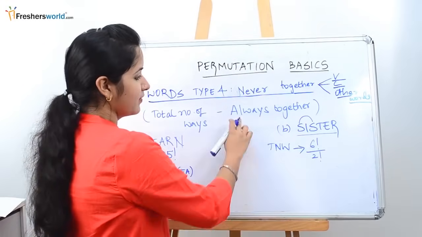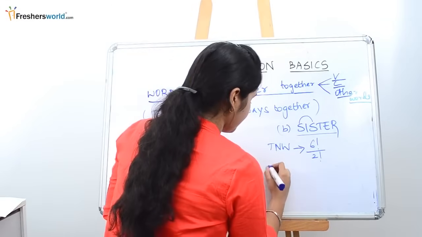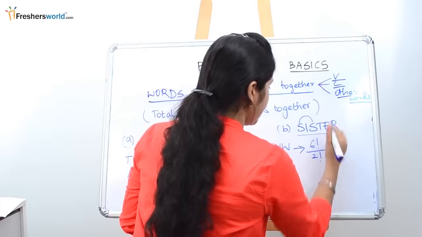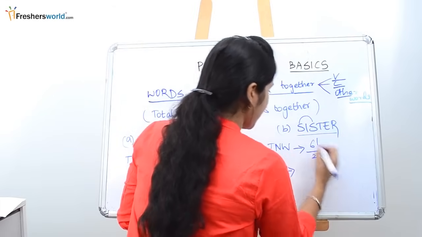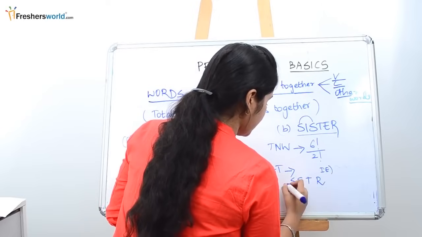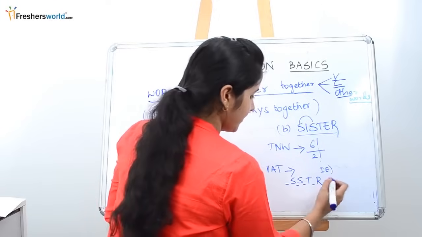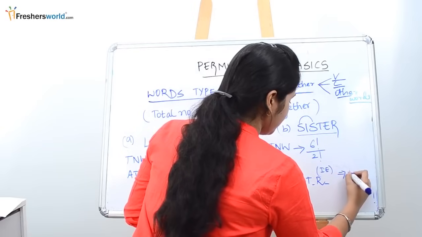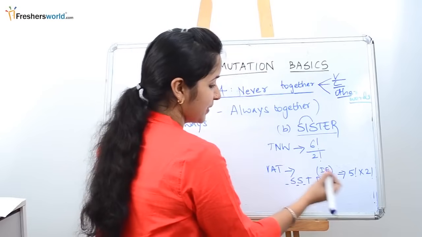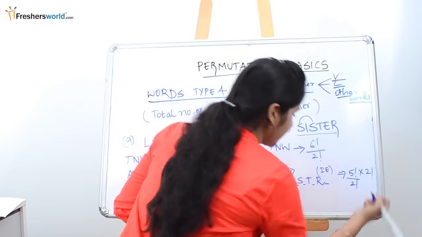Now we are going to take vowels are always together. So I and E are together. The remaining things you have are S, S, T, R. What are the spaces here? So we have 5 spaces, which is nothing but 5 factorial into 2 factorial. What do we miss here? S is repeated twice, so divided by 2 factorial comes.